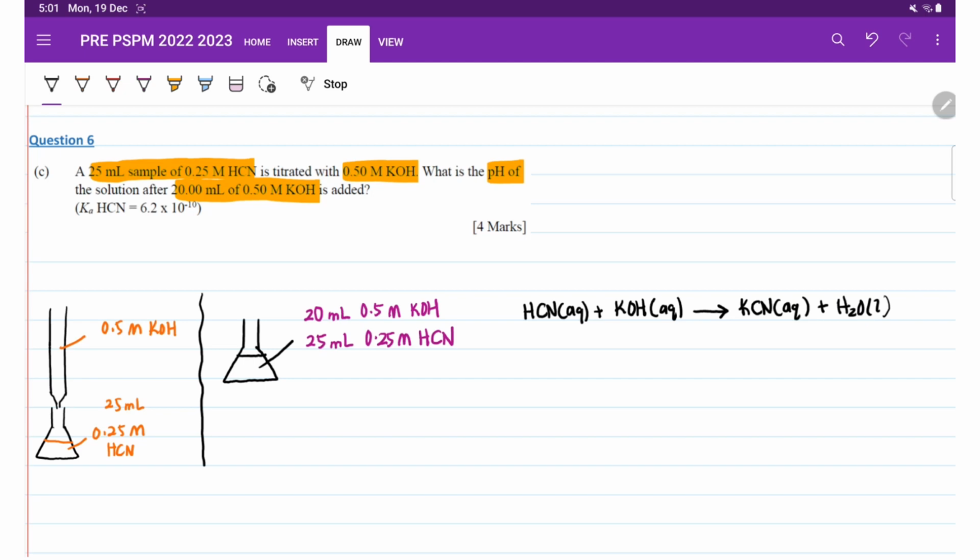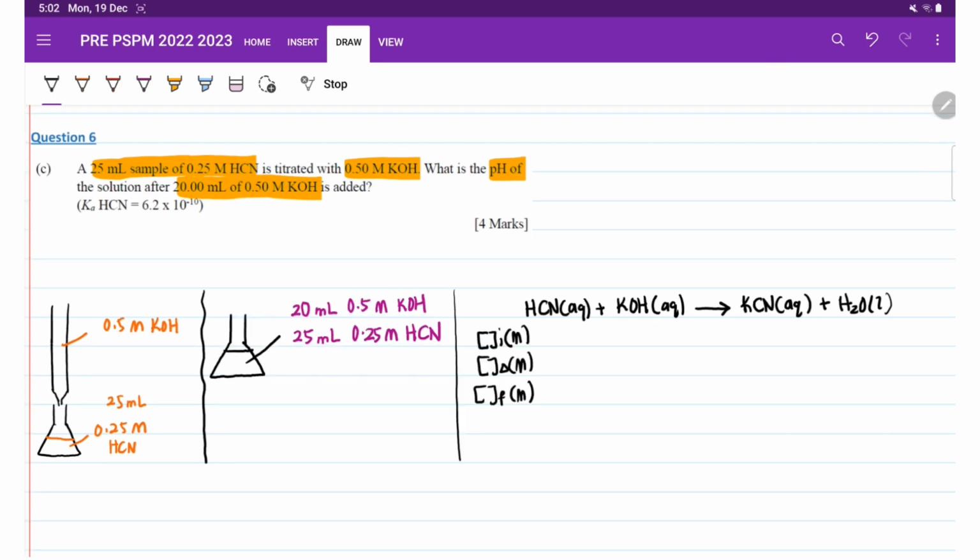Okay, now, we want to know, when we add 20 ml of 0.5 molar KOH to 25 ml of HCN, what will be the solution at the end? So here we want to see what will remain after the reaction is finished. To see that, we need to construct a table. What table? Table initial, change and final. So our table will use concentration terms: initial concentration, change in concentration and also final concentration.